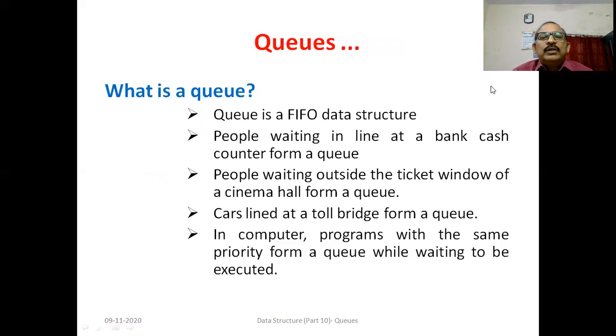Let us start with what is a queue. A queue is a FIFO, first in first out data structure, since the first element in a queue will be the first element out of the queue. In other words, the order in which elements enter a queue is the order in which they leave.